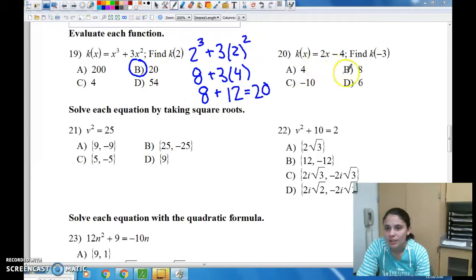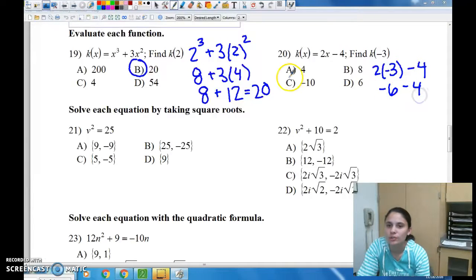And then the same idea on number 20, I plug a negative 3 in for x, so I have 2 times a negative 3 minus 4. 2 times a negative 3 is a negative 6, minus 4, which is a negative 10.